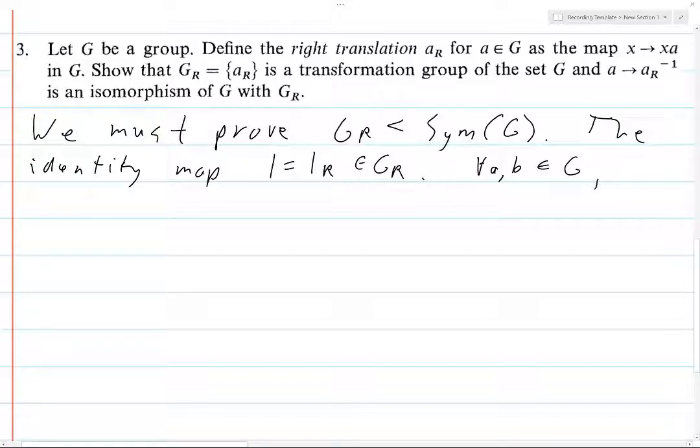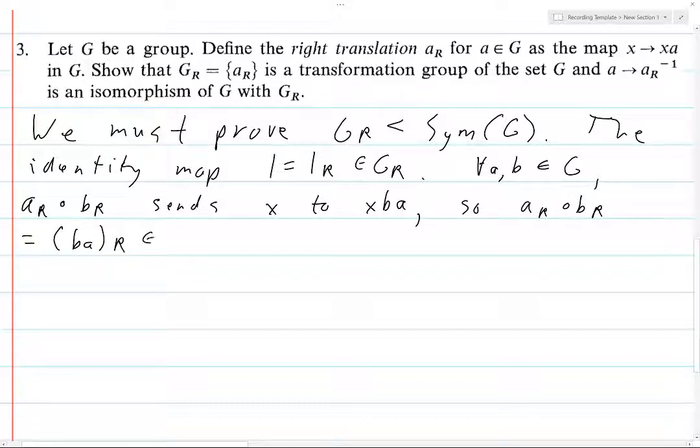For all a, b in G, what is a_R of b_R? It sends x to, let's see here, b_R will send x to xb, and then a_R will send xb to xba. So a_R of b_R is equal to (ba)_R, which clearly is an element of G_R since ba is in G because G is a group.